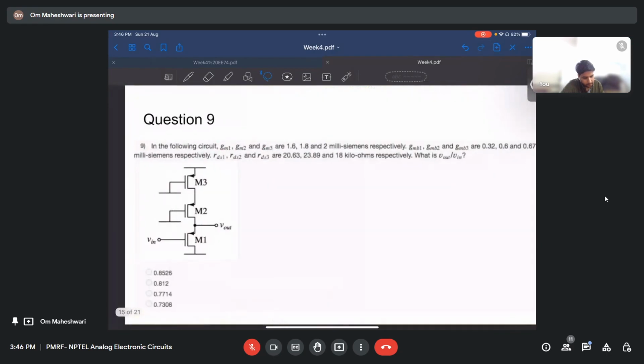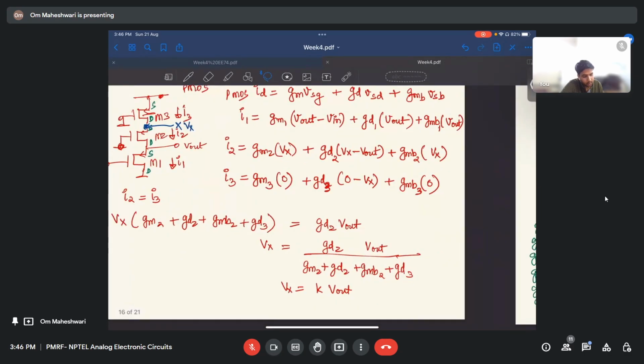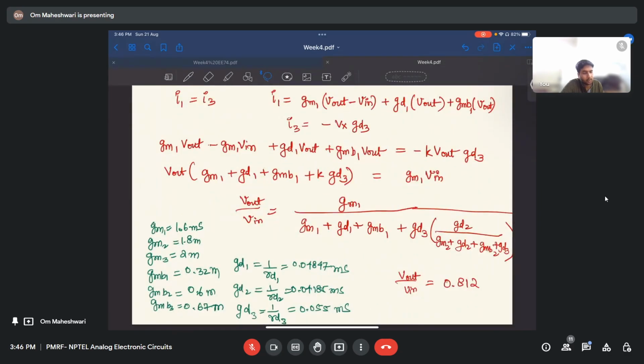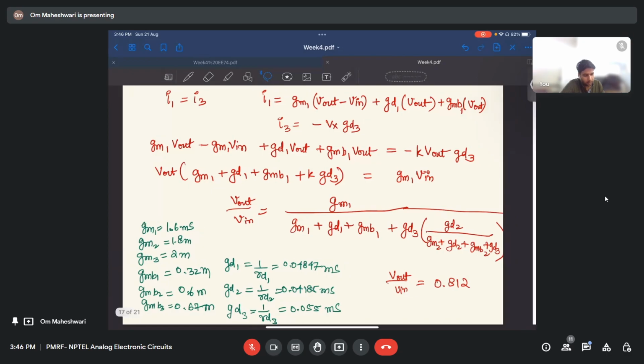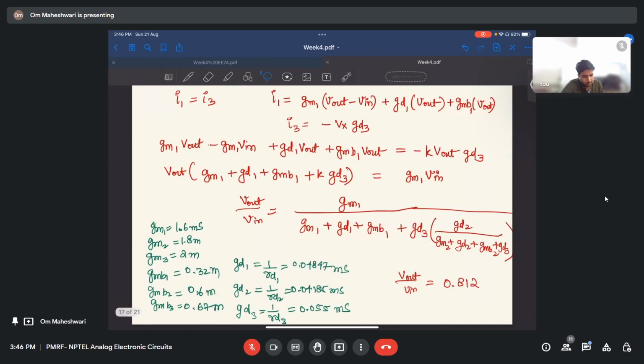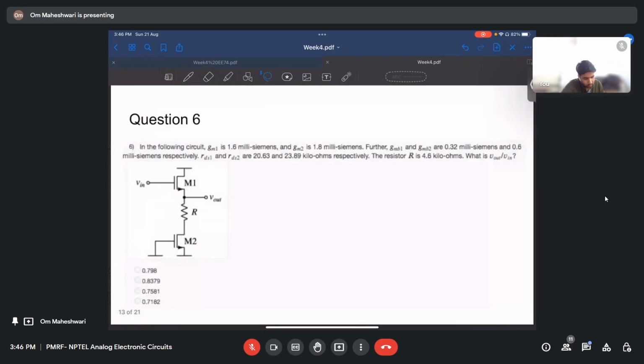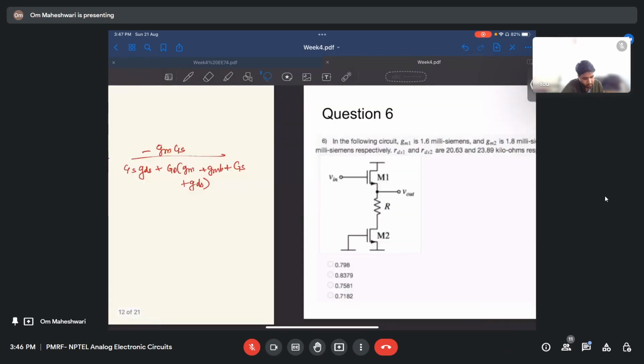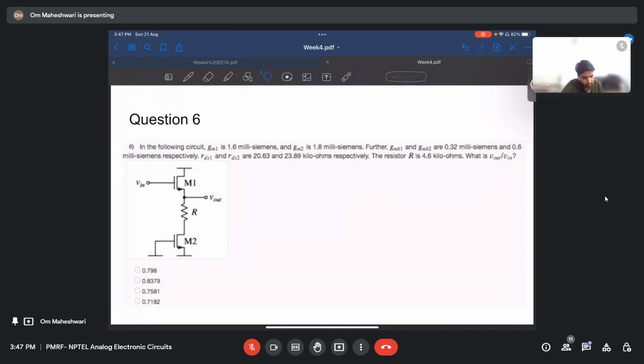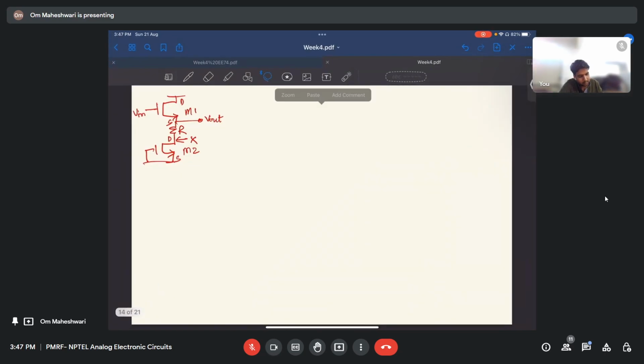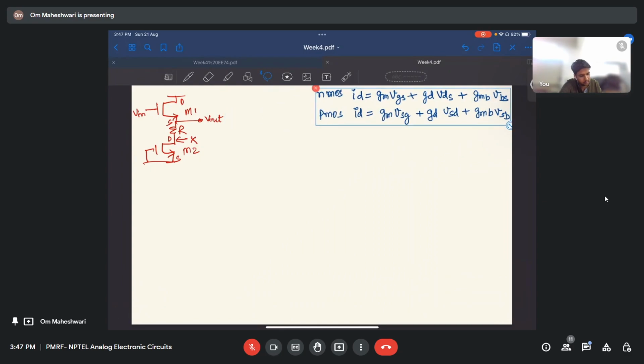So we have to calculate small signal gain with respect to resistor, right, sir? Yes, calculate the small signal equivalent with respect to resistor. Okay, let me solve this question. So it has resistor also. So I'll solve this one for reference, so it is easier for you to solve the 11th question.